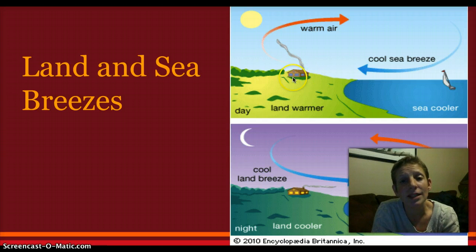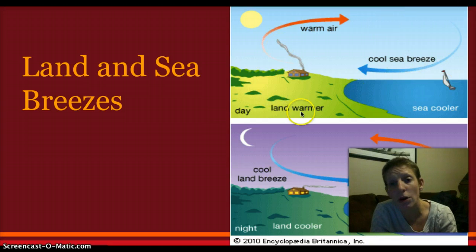In the daytime, the land warms up really quickly from the sun's radiation, and the sea is cooler than the land. So the warm air over the land rises, meets up with the cool air over the sea, and sinks. We get this cycle of the breeze coming from the water onto the land, and when the breeze comes from the water onto the land, that's called the sea breeze.